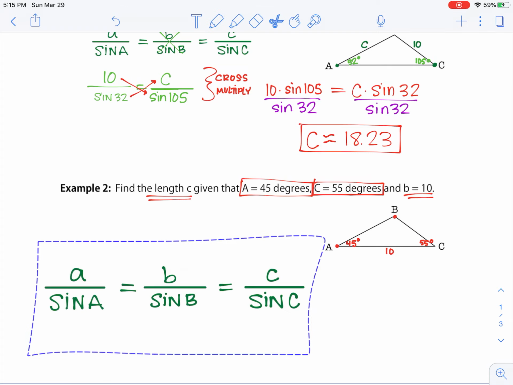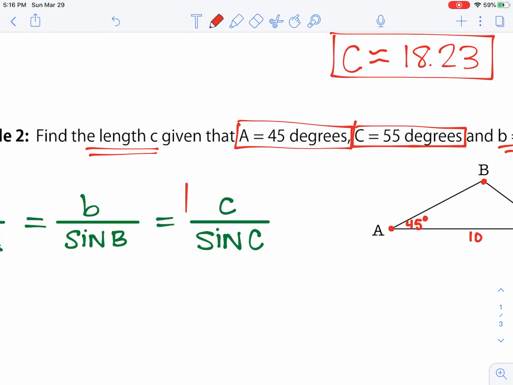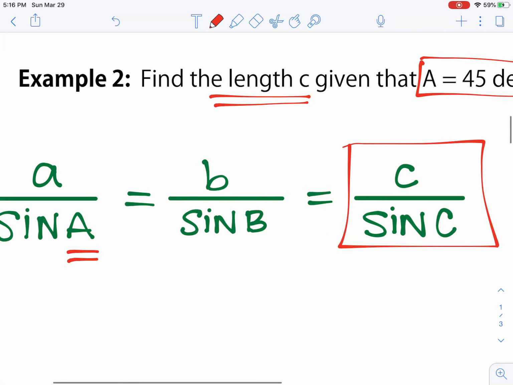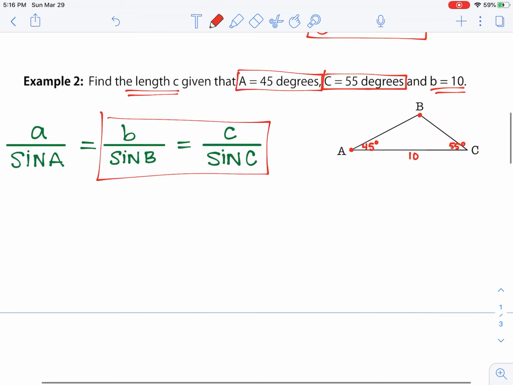So when it comes to choosing two, since we know we had to find length C, we know we're going to choose this one. However, we're given a mismatch of information. We're given A and we're given b. However, as I said before, if you know two angles in a triangle, you can always find the third. So since we are given b, we're going to want to use the fact that our triangle has 180 degrees to find out what big B is. So the two that we're going to use for this particular problem should be b over sine B and little c over sine C. So we're going to choose these two.